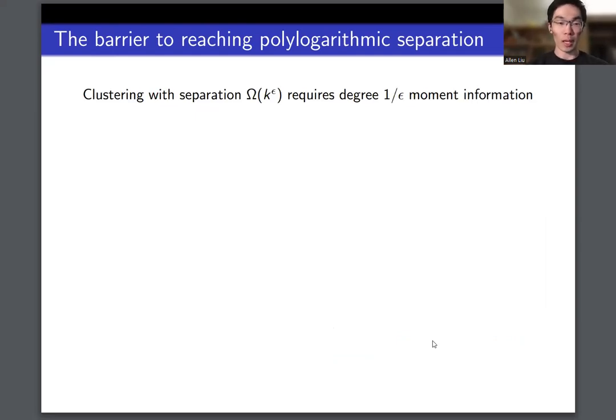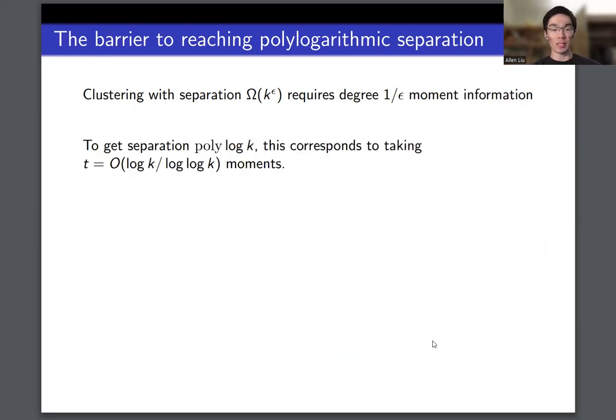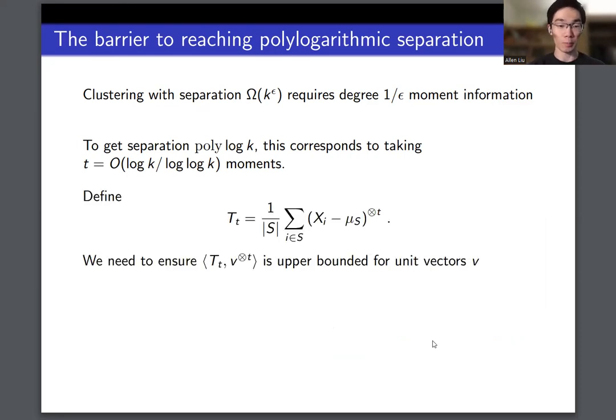So now, what is the barrier to this type of approach? As I said previously, when the separation is k to the epsilon, we really do need to look at degree 1 over epsilon moment information. So if we want to get down to polylogarithmic separation, then we need to look at moment information at degree t, where t is something like log k over log log k.